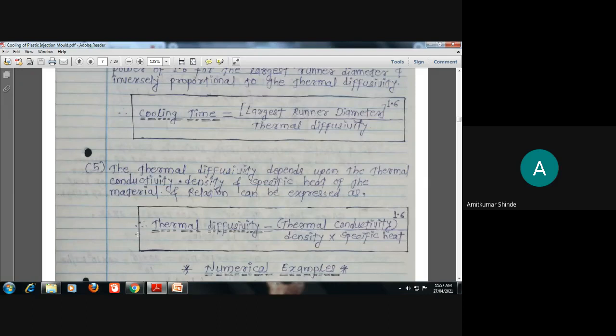Okay, for the calculation of thermal diffusivity you have to use this formula. Thermal diffusivity is equal to thermal conductivity raised to the power 1.6, divided by density into specific heat. Cooling time is equal to the heaviest wall thickness squared divided by thermal diffusivity, and this thermal diffusivity is calculated by using this formula: thermal conductivity raised to 1.6 divided by density into specific heat.